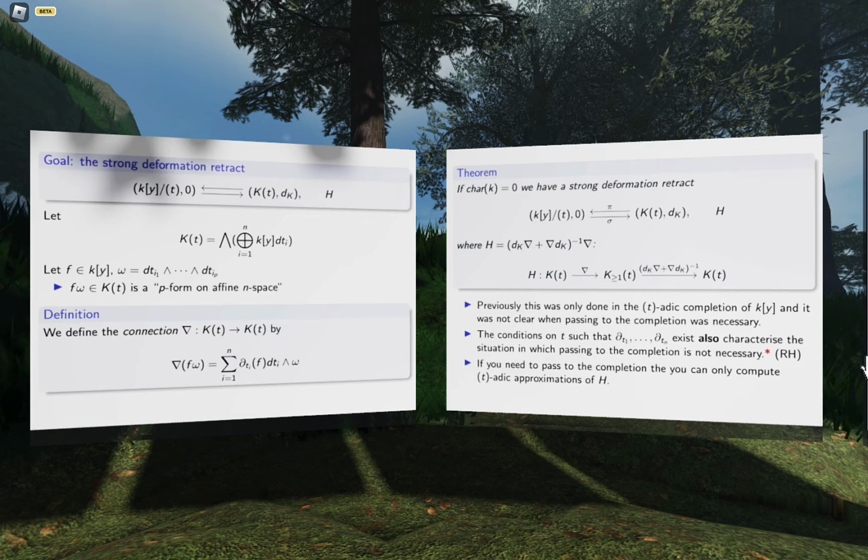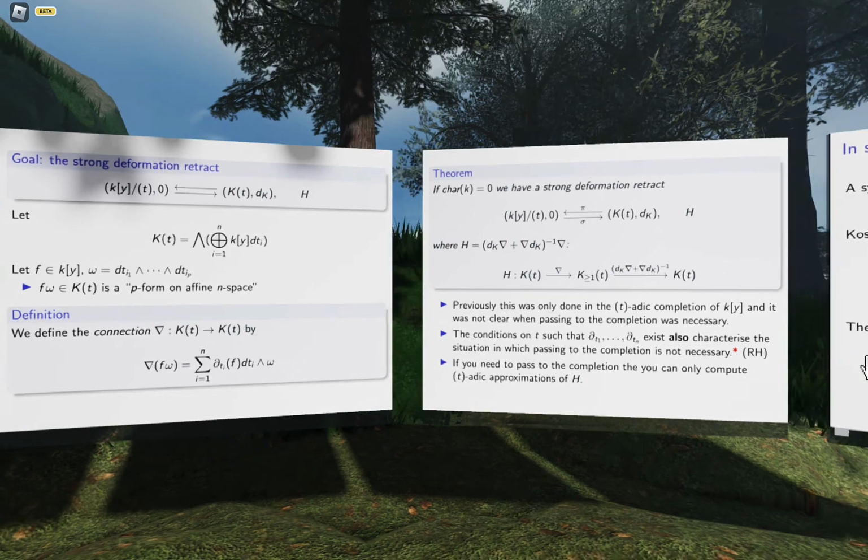Now, in light of this, we define the following map, which we call a connection on the causal complex, as follows. So we look at this p-form, f omega, and we differentiate with respect to t. We differentiate f with respect to t, and at the same time we wedge omega by the corresponding dt_i. And if you are somewhat familiar with stuff in differential topology or geometry, this might be reminding you of some things to do with the de Rham complex, and that's roughly where these ideas come from.